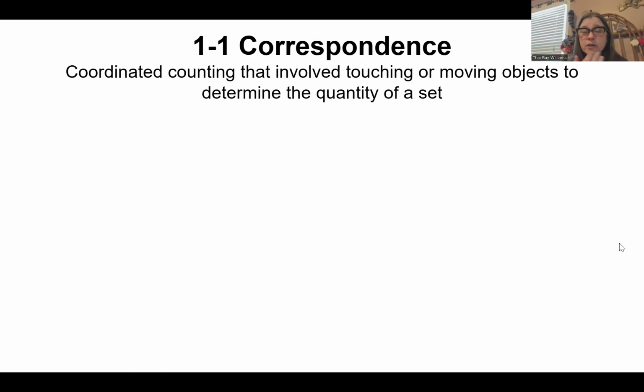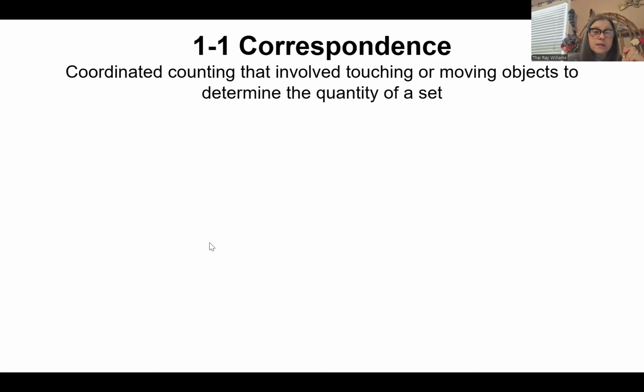All right, the next early numeracy skill we're going to talk about is one-to-one correspondence. And what does that mean? It means that you have coordinated counting that involves touching or moving. I want to make sure you realize that with one-to-one correspondence, a lot of times people think it's just touching. It can be moving objects. So it involves touching or moving objects to determine the quantity of a set.